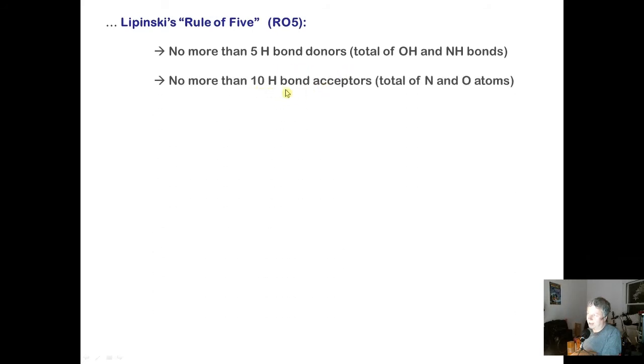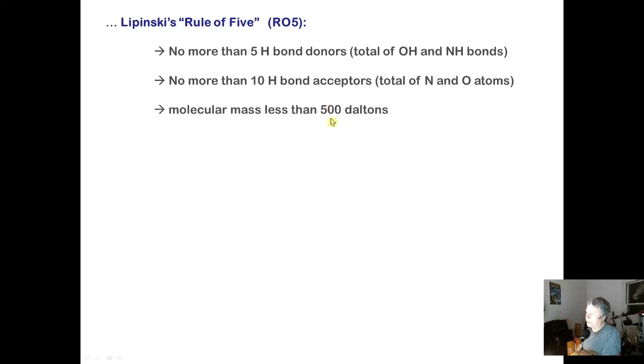No more than 10 H bond acceptors. So 10 is 2 times 5. The donors, the OHs and NHs, are more of a problem in a molecule because those really decrease lipid permeability. The bond acceptors, so just having nitrogens and oxygens in the molecule, if they do not have H's on them, that's less of a problem. So that's why if there's no more than 10 H bond acceptors, then we're fine.